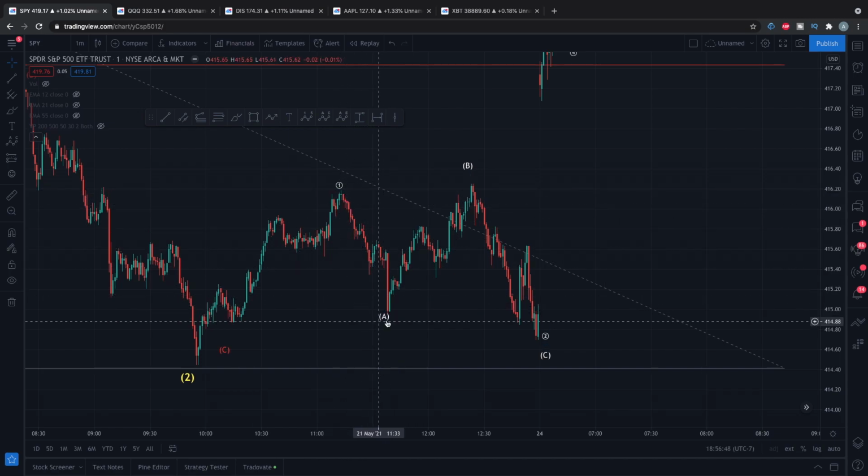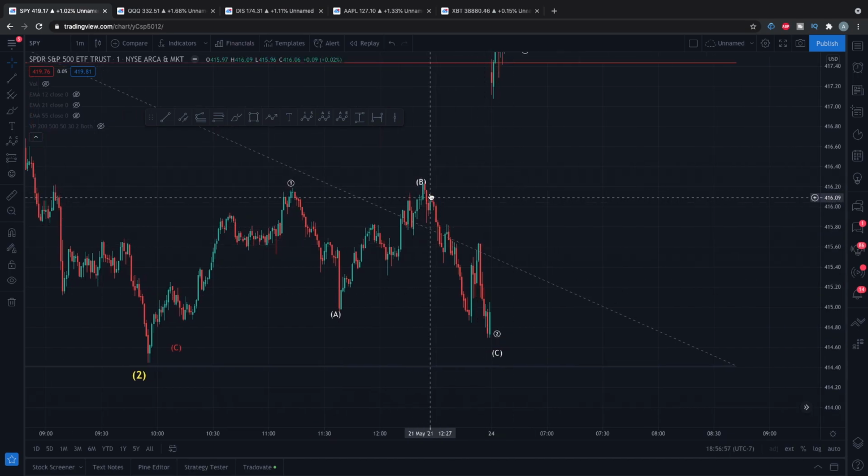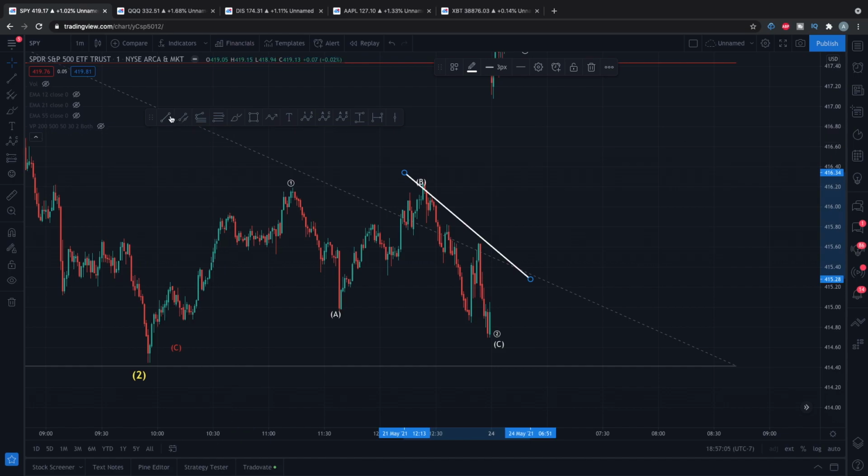So this could be more of a zigzag structure. So a 1, 2, 3, 4, 5 for the A wave, a very clear ABC for the B wave, and then for the C wave down, we have a 1, 2, 3, 4, 5, which looks to be another diagonal forming. And I can draw those trend lines right here. So kind of a diagonal.